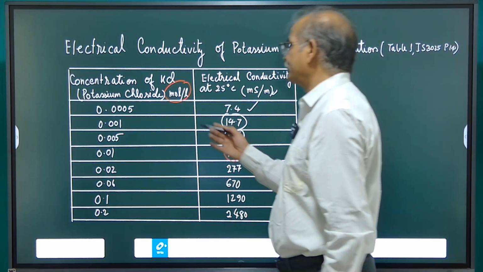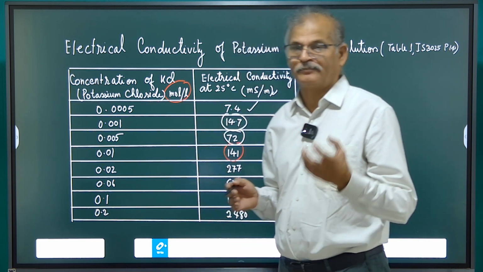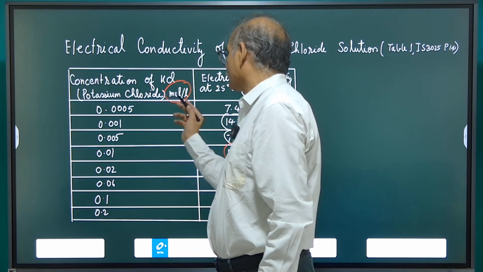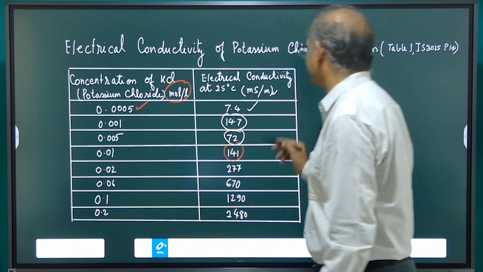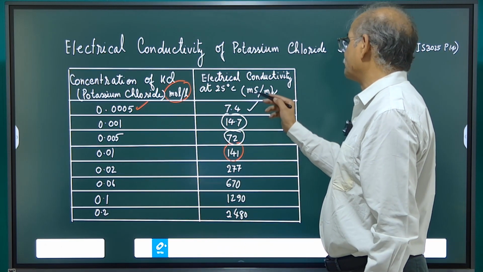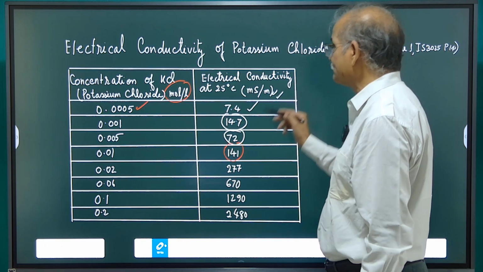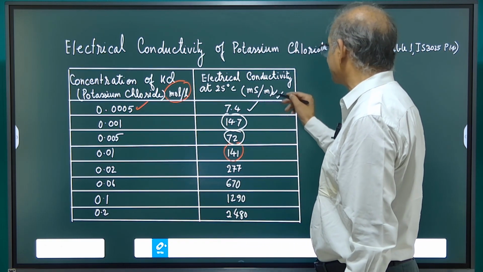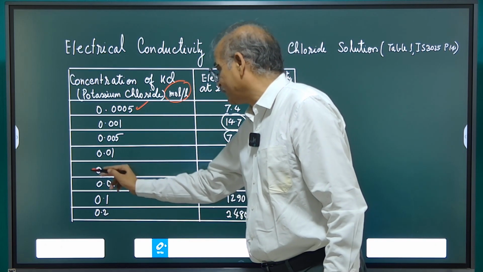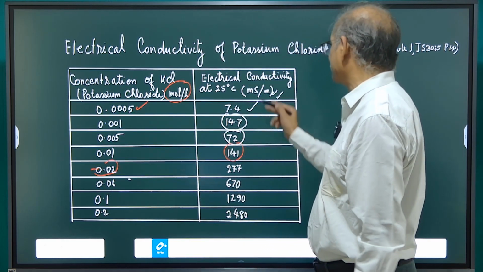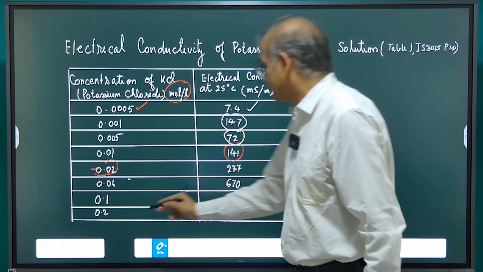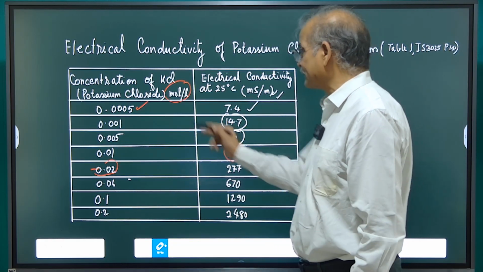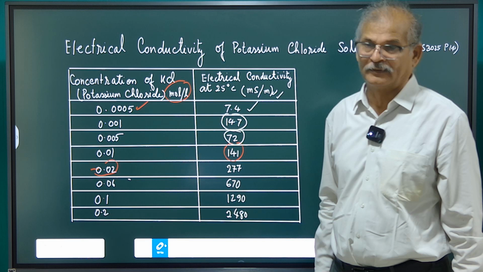Then the conductivity of different concentrations of KCl prepared from the standard solution. When we prepare a 0.005 mole per liter solution, it will have a conductivity of 7.4 millisiemens per meter, 0.001 gives 14.7 millisiemens per meter, and so on. 0.02 will have 277 millisiemens per meter, 0.1 will have 1290 millisiemens per meter. This table is given in the code.